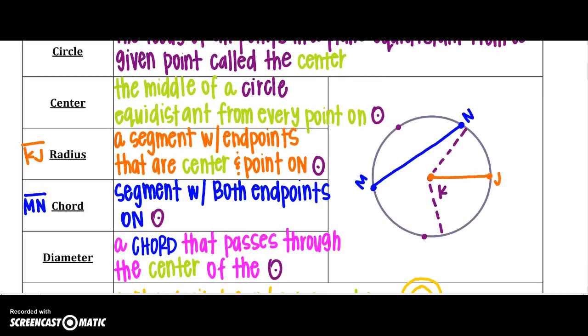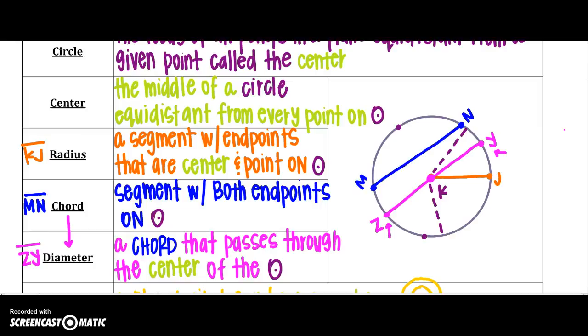A diameter should not be a new term. A diameter is a chord that passes through the center of the circle. So, I might have something like that. So, let's call this Z and Y. Since it passes through the center and the endpoints are on the circle, I would call this the diameter. Diameter ZY.